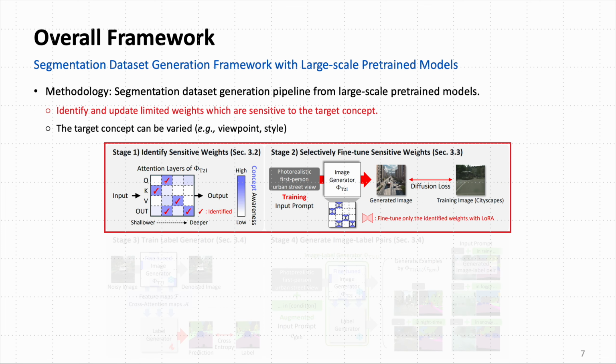The core contribution lives in stages 1 and 2. Instead of fine-tuning all our LoRA layers, we identify the small subset of weights that are sensitive to a specific concept, like viewpoint or style, and update only those. The target concept is flexible: viewpoint for domain generalization, style for in-domain settings.